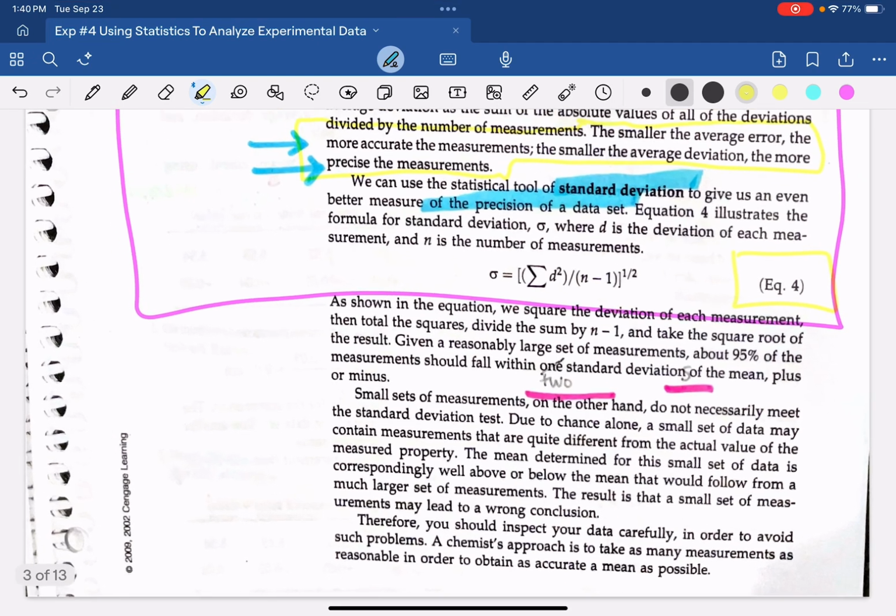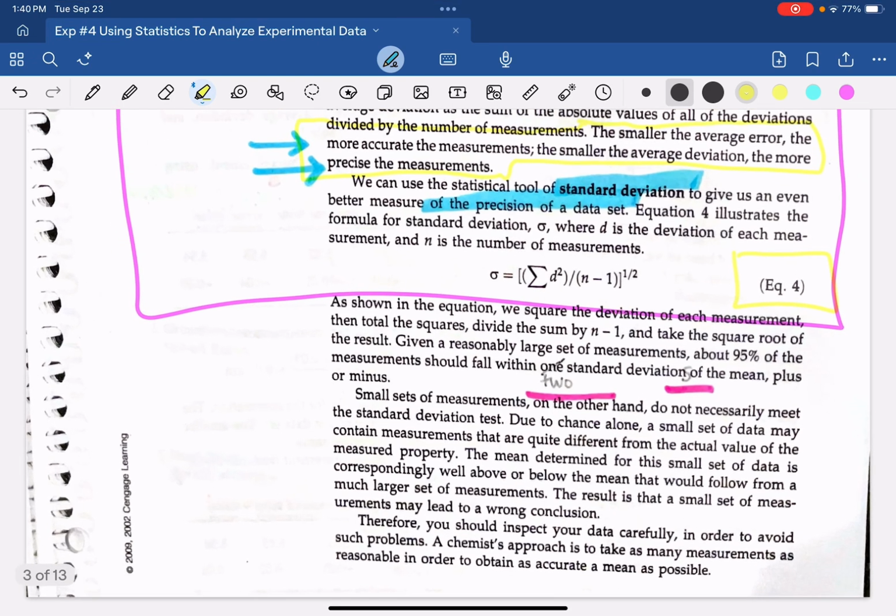Additionally, as we slide down page 63, I'd like you to notice that Dr. Paterno has made an addition to her lab because she had a typo. Right here, given a reasonably large set of measurements, about 95% of the measurements should fall within 2 standard deviations of the mean. So please make sure that you correct that on your lab.